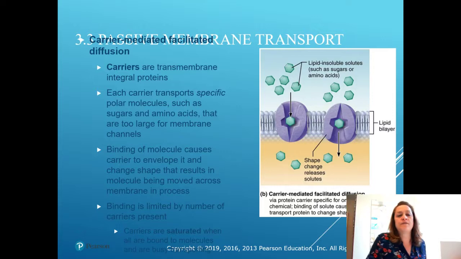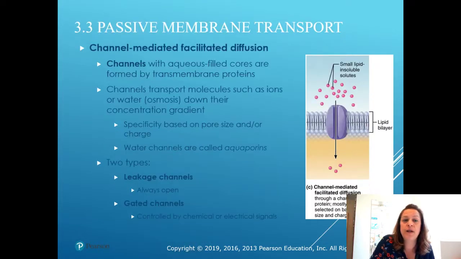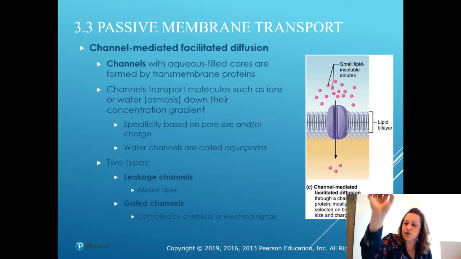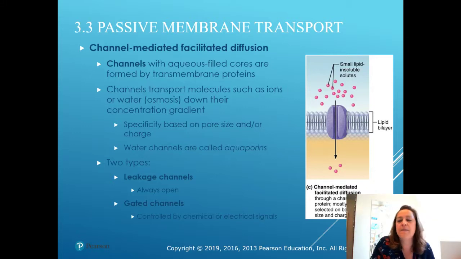This is a little bit more information on carrier-mediated facilitated diffusion that you can look through. And this is channel-mediated. Again, you can see on the right-hand side how there's a tube and those little red dots are going to go right through that protein, passing through the lipid bilayer without touching the membrane proteins, without touching the phospholipids themselves. It's going to go right down through.